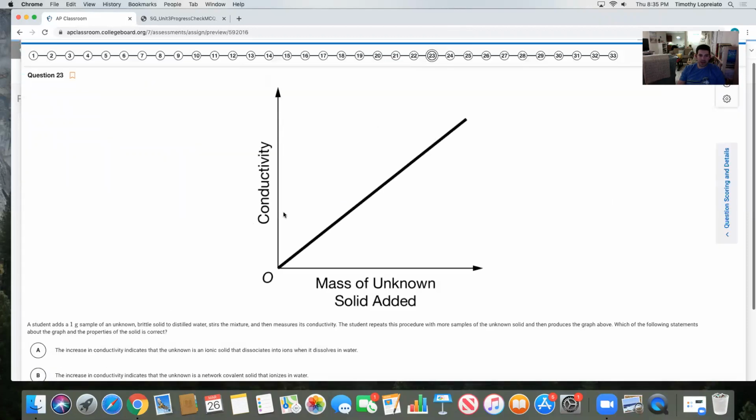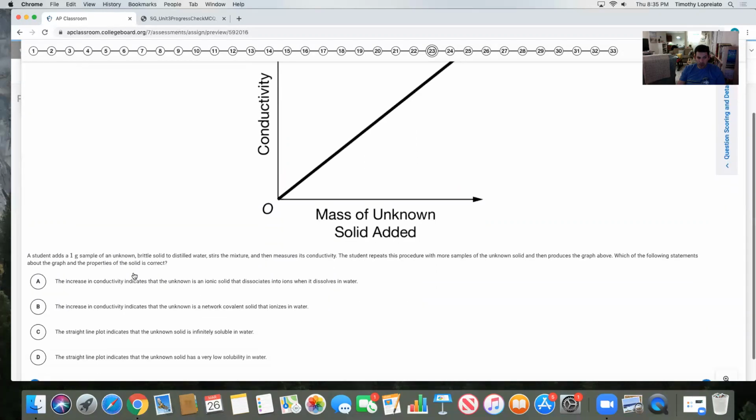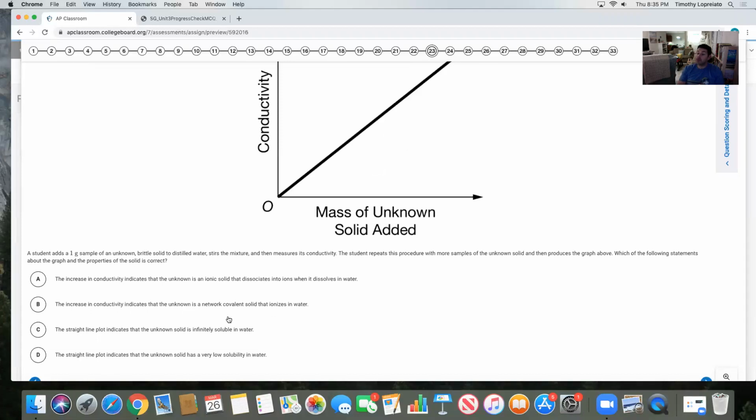Question 23. Conductivity with increasing mass of unknown solid added. So we're getting a direct relationship. If you add more solid, it becomes more conductive. A student adds a 1 gram sample of an unknown brittle solid to distilled water. Ooh, what are things that are brittle? Typically lattices, correct? The student stirs the mixture and then measures its conductivity. The student repeats this process with more samples of the unknown solid and then produces the graph above. Which of the following statements about the graph and the properties of the solid is correct?